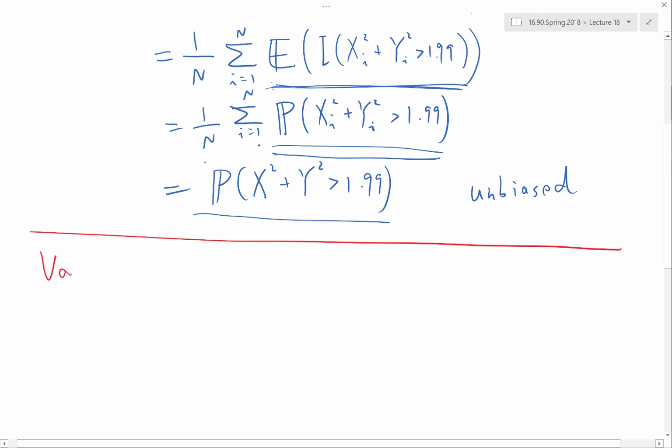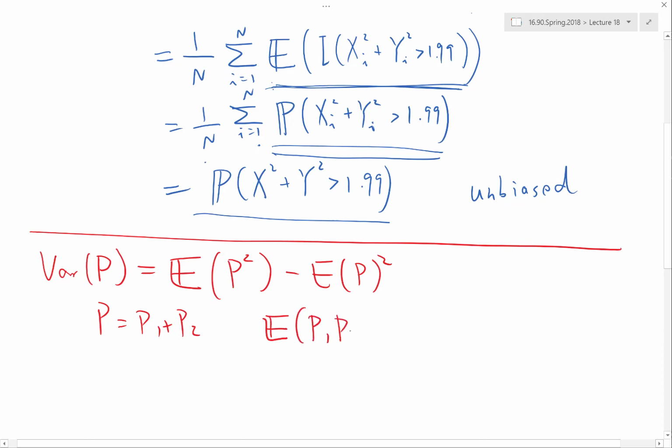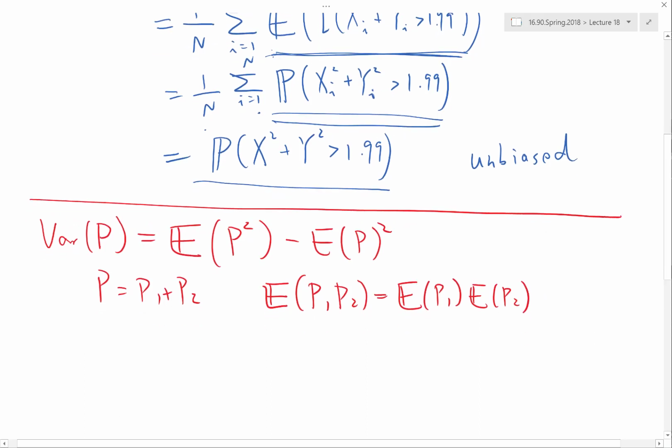So the variance of a random variable, let's say P, is equal to the expectation of P squared minus the expectation of P, squared, right? Okay, and if P is the sum of two independent quantities, so let's say P is equal to P1 plus P2, and being independent means the expectation of P1 times P2 is equal to the product of expectations, right? And that gives us a way to simplify the variance of P.